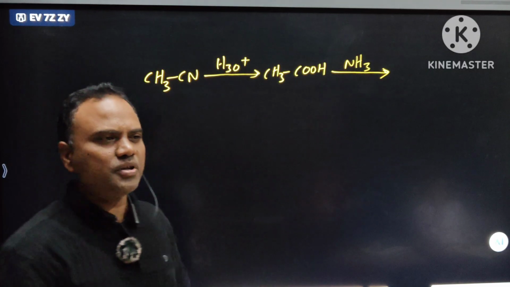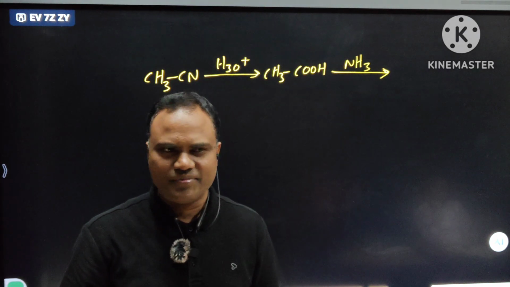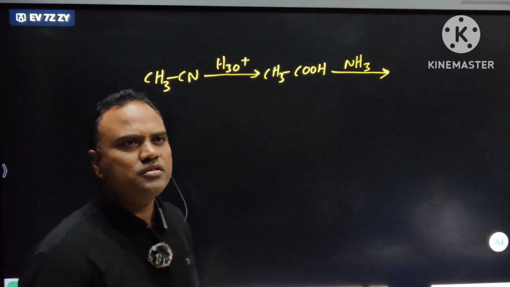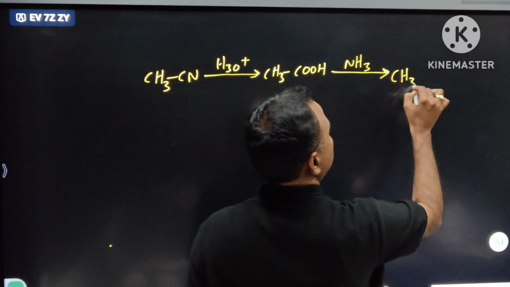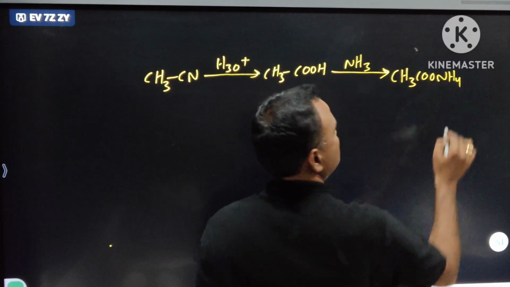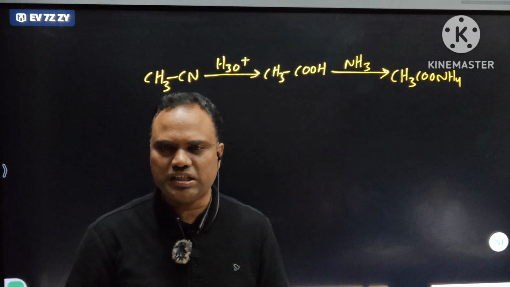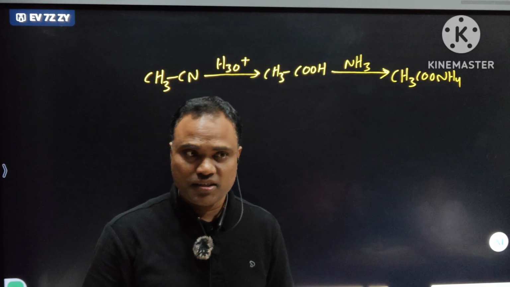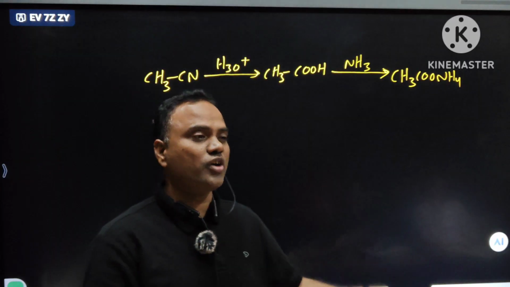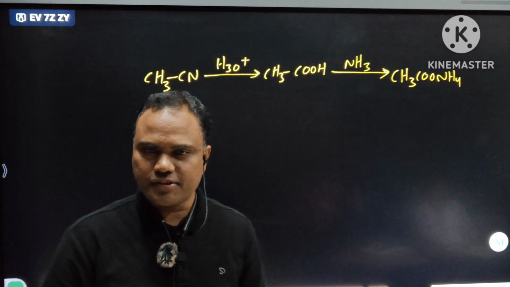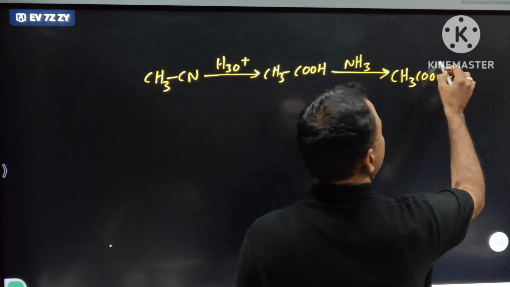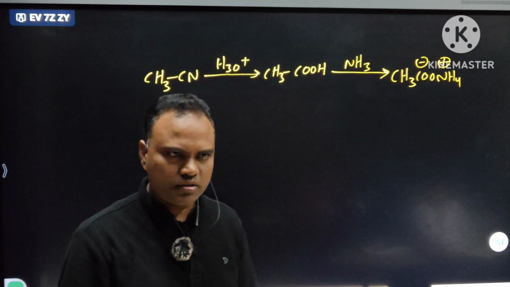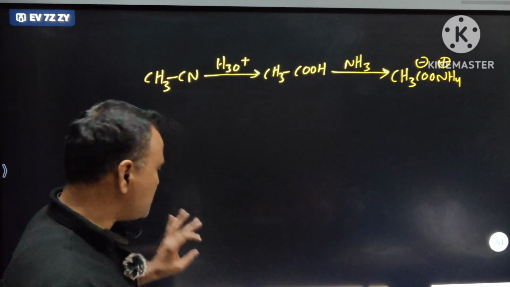Next, ammonia. In the last chapter we did this under properties of carboxylic acids. What is the product? Yes, CH3COO NH4, the ammonium salt of carboxylate. Like the sodium salt of carboxylic acid, CH3COONa; CH3COOK means the potassium salt of carboxylic acid. This is ammonium salt of carboxylic acid. Clear? This is also last chapter's concept, the chemical properties of carboxylic acid.